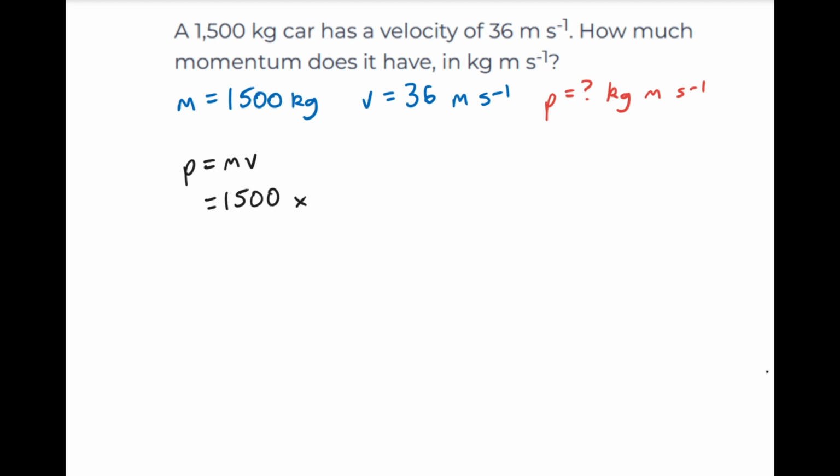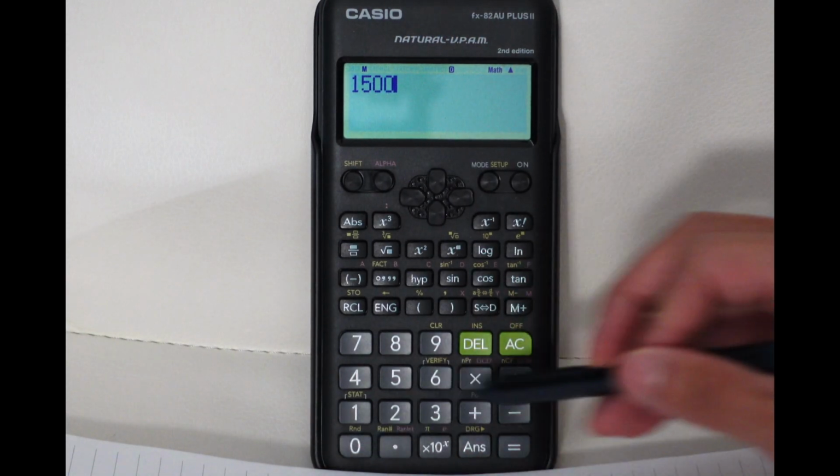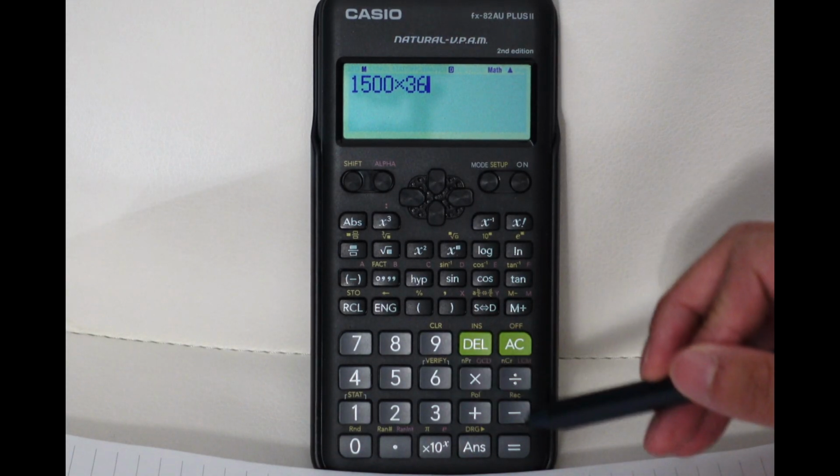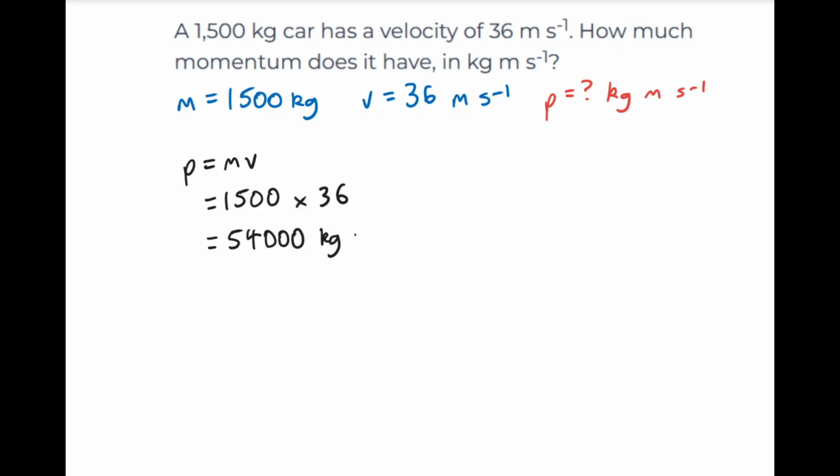p equals 1500 times 36. Let's put that into the calculator. 1500 times 36. That gives us an answer of 54,000 kilogram meters per second.